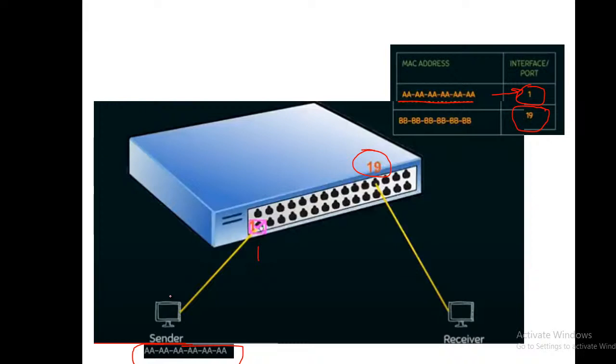Okay, the MAC address means this device is having a MAC address. That's why this port is mapped with the receiver. So suppose this is BB BB BB BB BB, like this is the MAC address of this one, and this is the MAC address of this one. So this is connected to port number 19 and this is connected to port number 1. So this is the scenario.